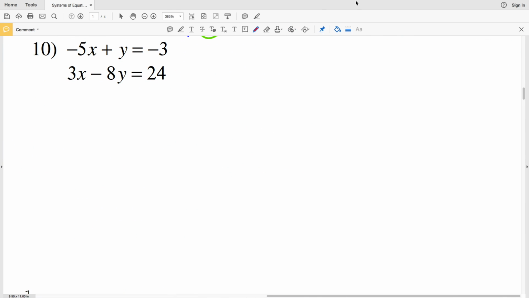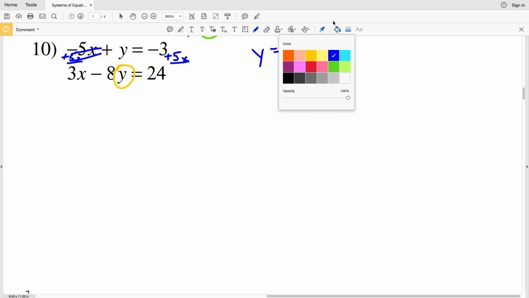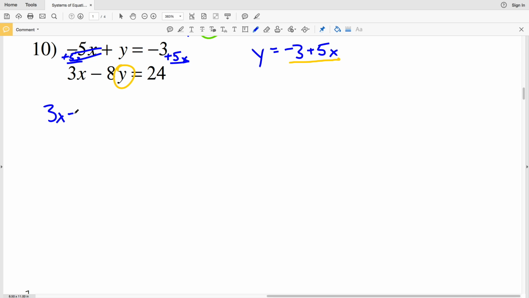In number 10, again I'm going to solve that first equation in terms of y, and I'll do so by adding 5x to both sides. So I'll get that y is equal to negative 3 plus 5x. And I'll be taking that negative 3 plus 5x and plugging it in for y in my second equation. So 3x minus 8 times y, which is the quantity negative 3 plus 5x, that's going to be equal to 24.